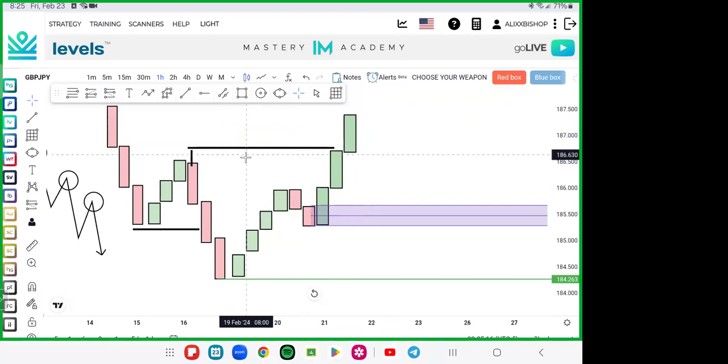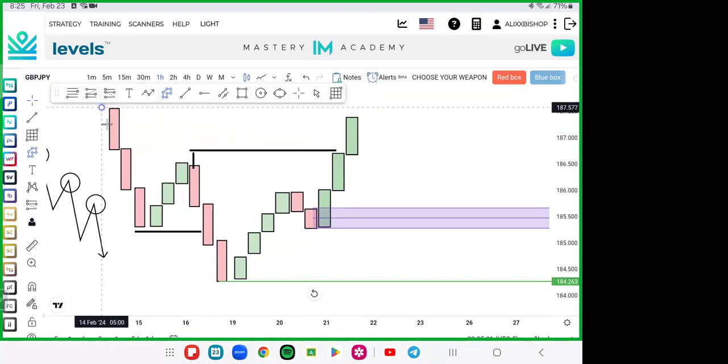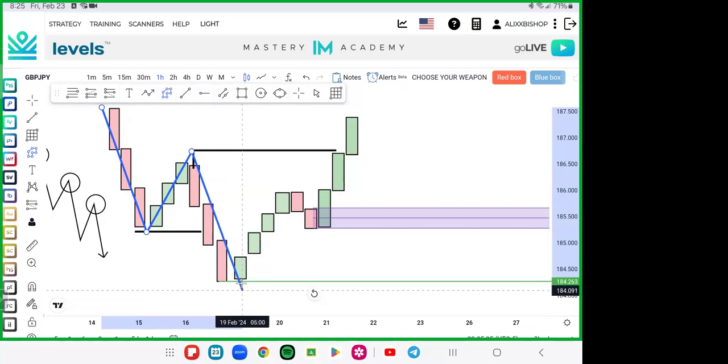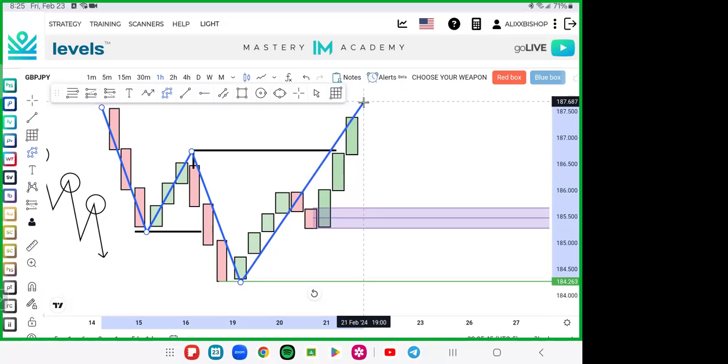We got our change of character. Now look, let's look at the structure. We got lower low, lower high, lower low, and then market ends up changing character on us. So once we start changing character, are we going to look for buys or sells? We were going for sells, but market changed character and started heading to the upside. So what do you think we're looking at now? We're looking at buys. As soon as we got this change of character, boom.